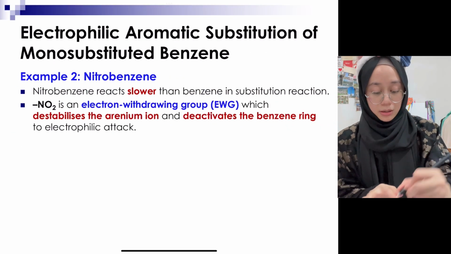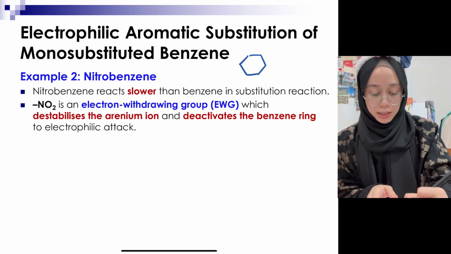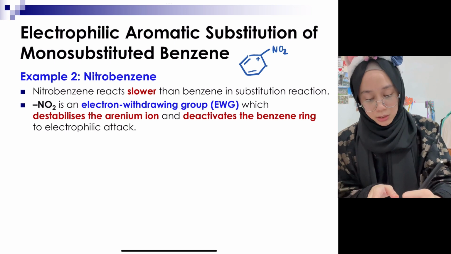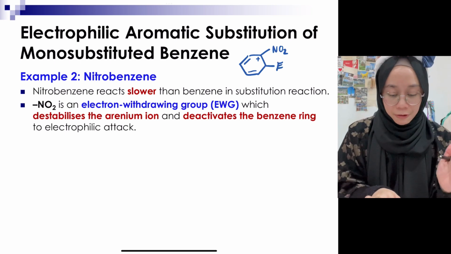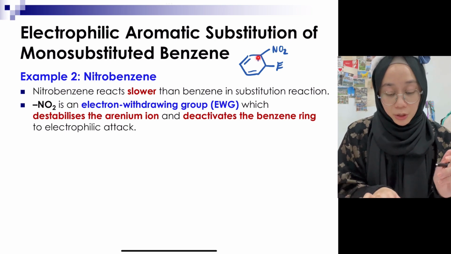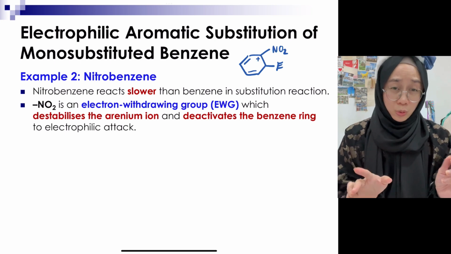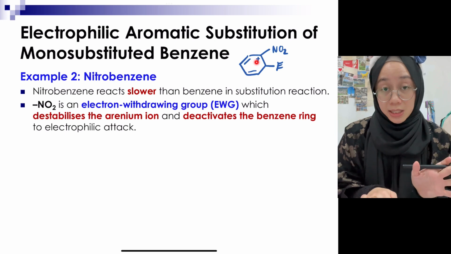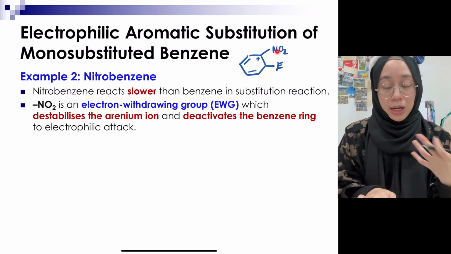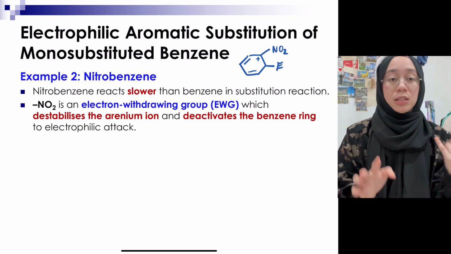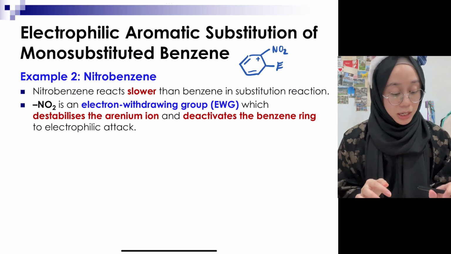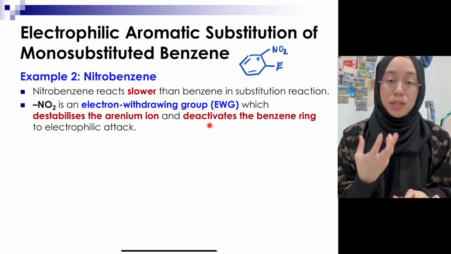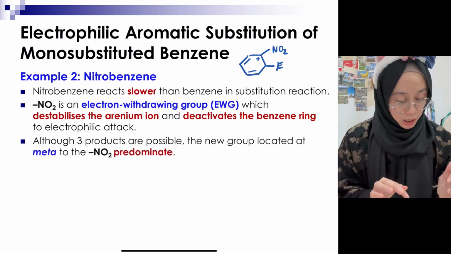So again, let's look at an example of what I mean by destabilizing the arenium ion. Let's say here we have NO2, and here we put the positive charge. E here is the new group. So if this C plus, the carbocation, the arenium ion, is attached to NO2, and NO2 is an electron withdrawing group, it will pull electrons towards itself. The arenium ion itself is already not stable in the first place because it is electron deficient. And then NO2 pulls even more electrons from it, which is already poor in electrons. So of course the benzene ring becomes even less stable. That's why it destabilizes the arenium ion, and at the same time deactivates the benzene ring, meaning the benzene ring will react slower towards substitution.